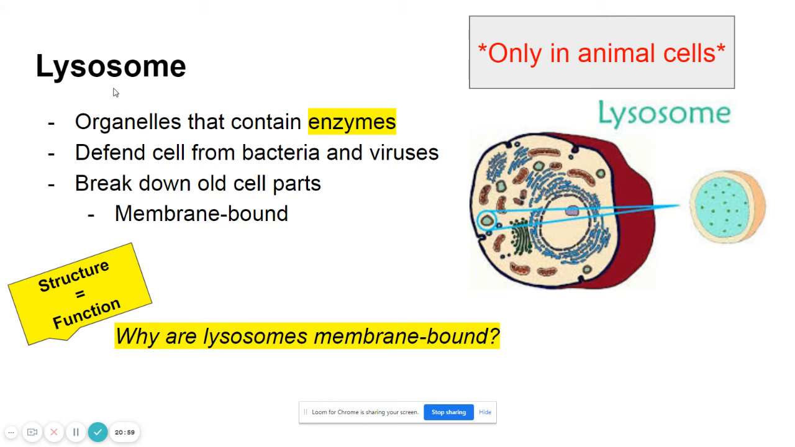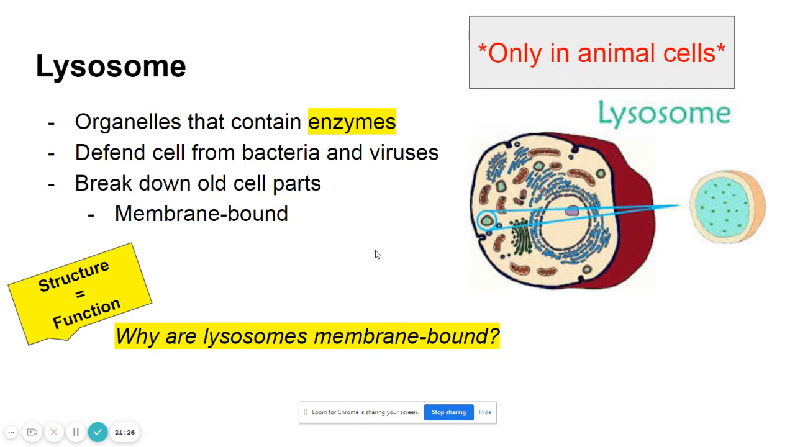Next, we have lysosomes, and lysosomes are only found in animal cells. Lysosomes are specialized organelles, and they contain digestive enzymes. They're pretty tough, and I would not want to mess with a lysosome because the lysosomes contain these digestive enzymes, and they will literally break down and kill and digest anything they come into contact with.